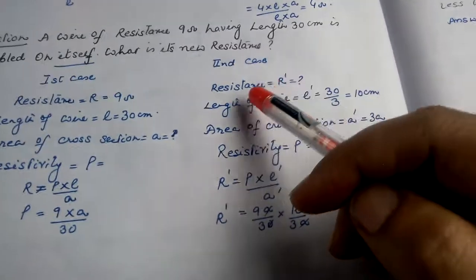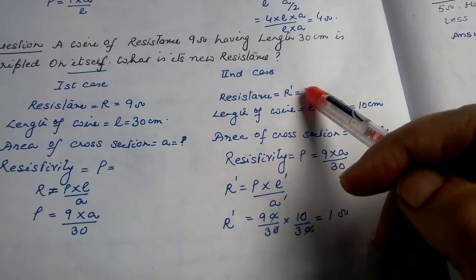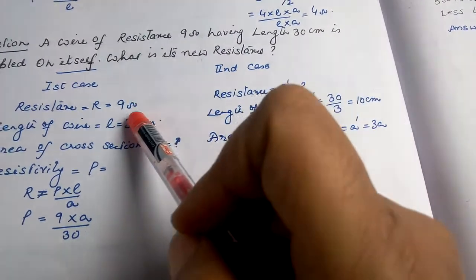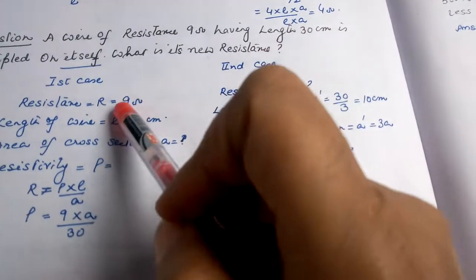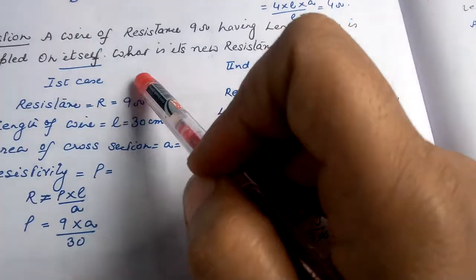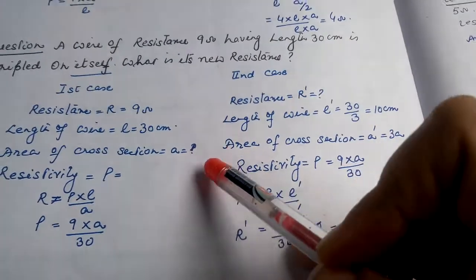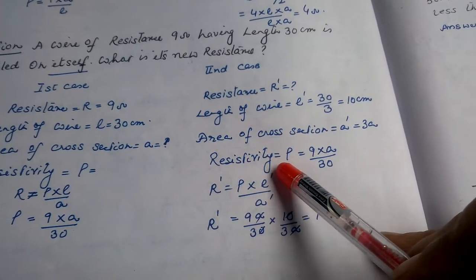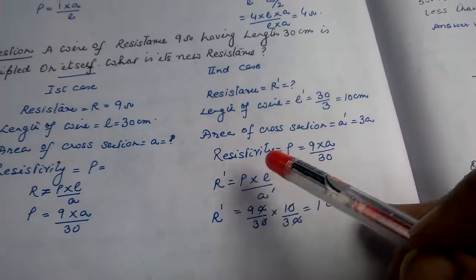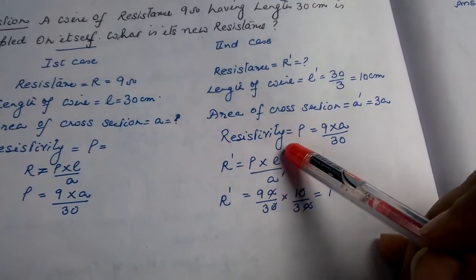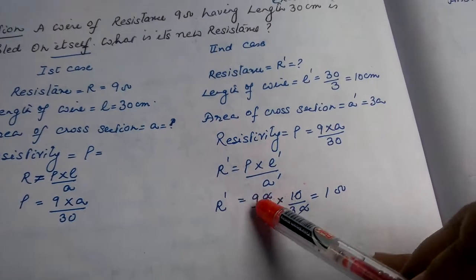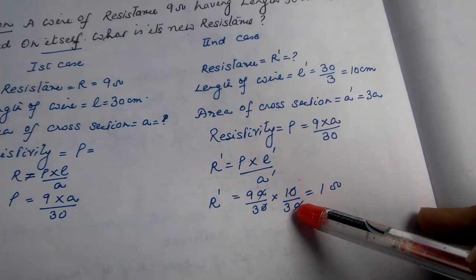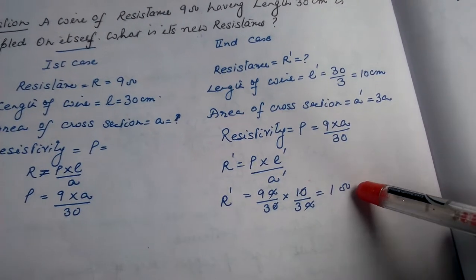Now come to the second case. We want to find the new resistance. The length will be tripled on itself, first 2 and then 3, meaning one wire is folded three times. When you triple it on itself, its length will be 1/3 and area will be 3 times. Length 1/3, area 3 times. The new resistance is rho into new length upon new area, with the same resistivity from the first case, new length 10 cm, new area 3A, and we get 1 ohm.